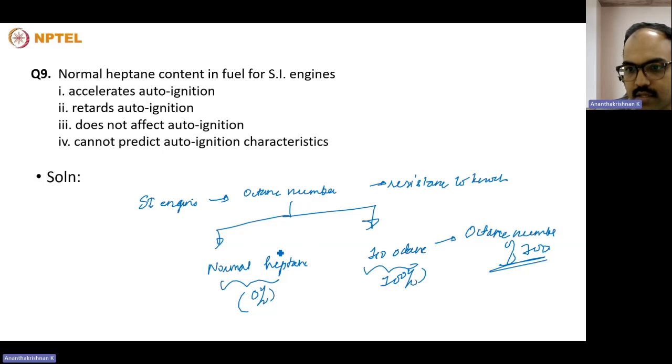But if the normal heptane content increases, it increases the knocking tendency. That is, it triggers auto ignition, which is not at all preferred for SI engines as they can't take the local ignition hotspots.